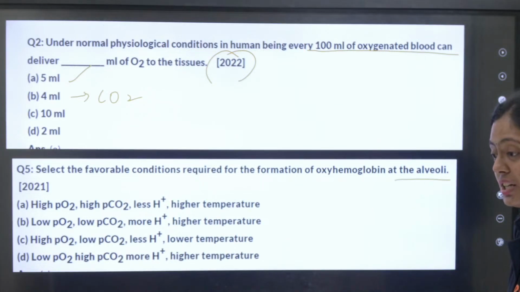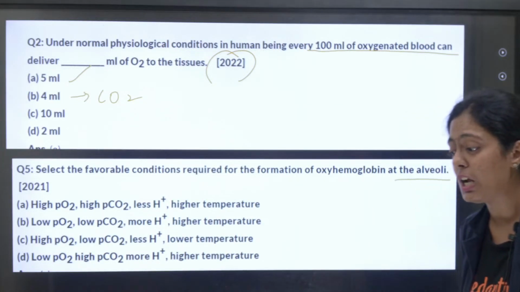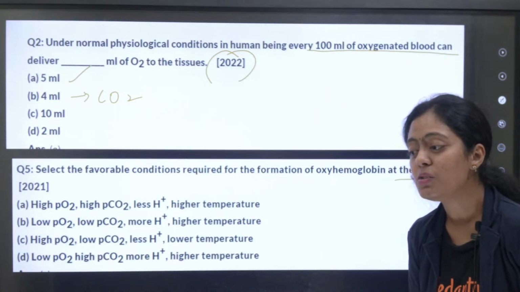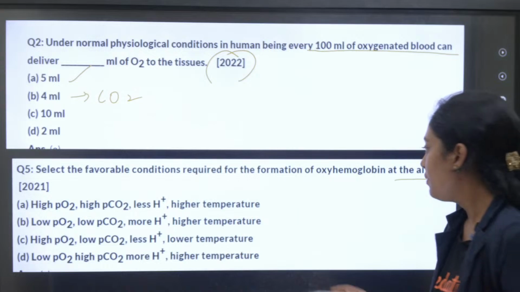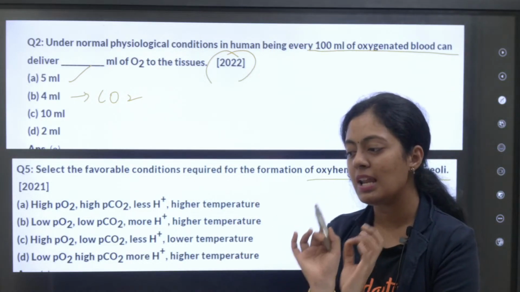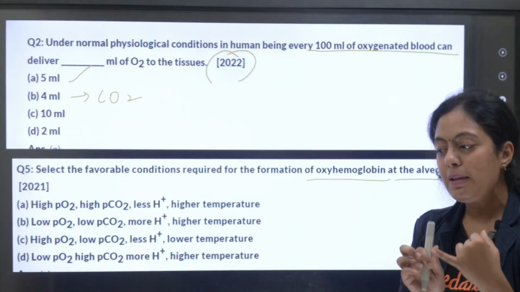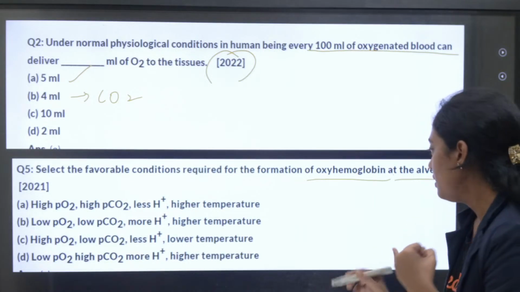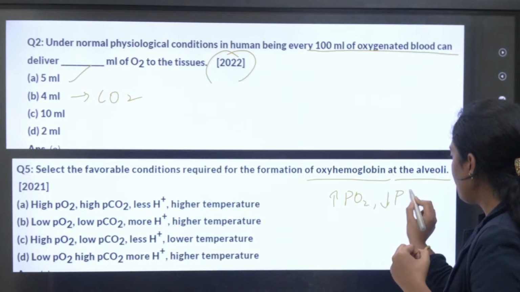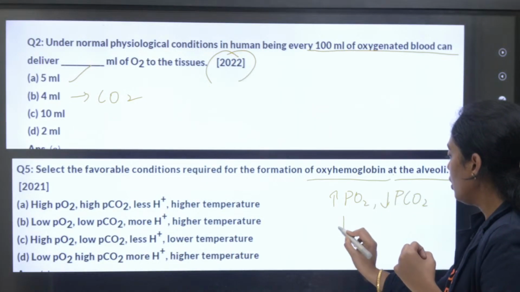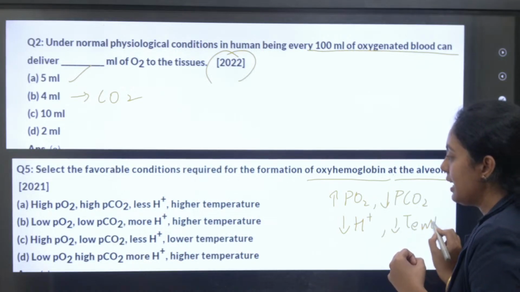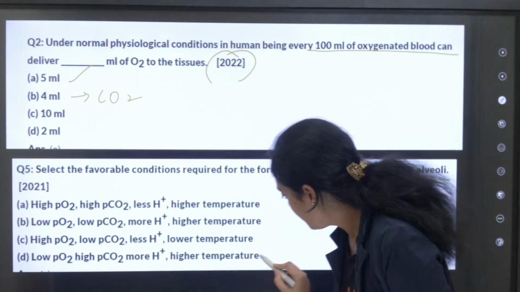What is the condition in the alveoli? Select the favorable condition required for the formation of oxyhemoglobin at the alveoli. So what will be there in the alveoli? Come on guys, answer this. High PO2, right? High PO2, low PCO2, correct? Low H plus concentration, low temperature. So where is this? It is option C, right?